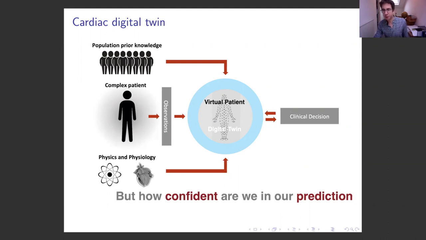And then what we eventually want to be able to do is to use this digital twin to guide clinical interventions, to guide treatment. And I guess a key aspect throughout all of this is how confident are we in our predictions? Where's the uncertainty? Can we reduce uncertainty sufficiently to make recommendations that would be trustworthy?